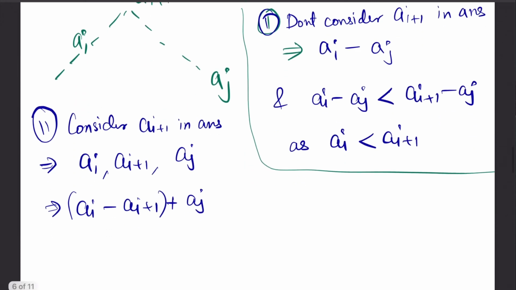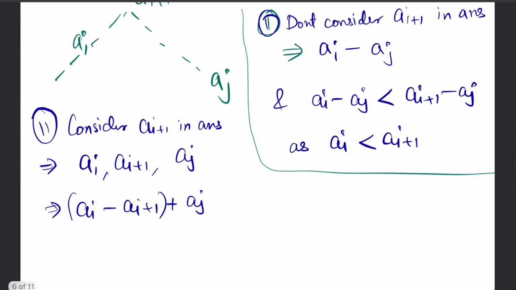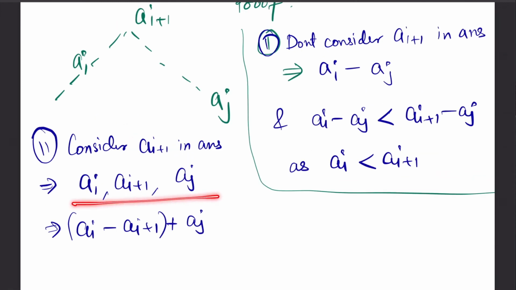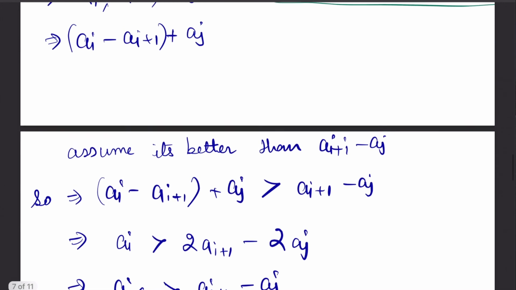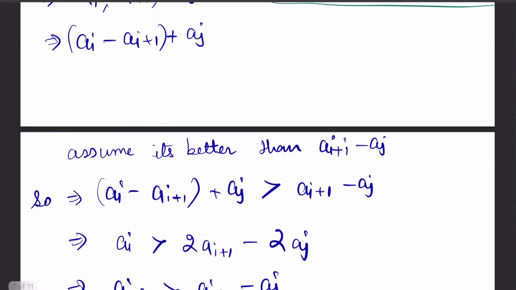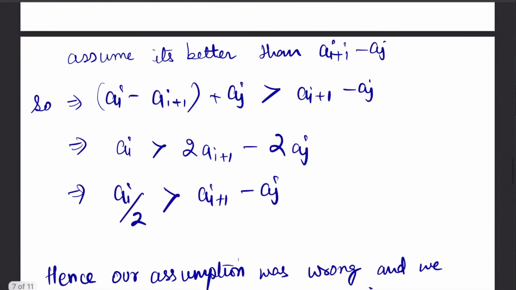Correct? So when we consider it, what is the value that we get? So we get this subsequence, and the value is a of I minus a of I plus 1 plus a of j, which is the alternating sum. So let's move ahead. Now let's assume that we have a of I minus a of j, which was our actual answer, and this is actually less than the current value that we have. So that is a of I minus a of I plus 1 plus a of j is actually greater than this. Let's assume for now, which means a of I is actually greater than twice of a of I plus 1 minus twice of a of j.